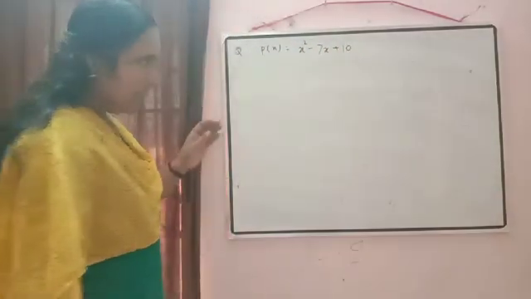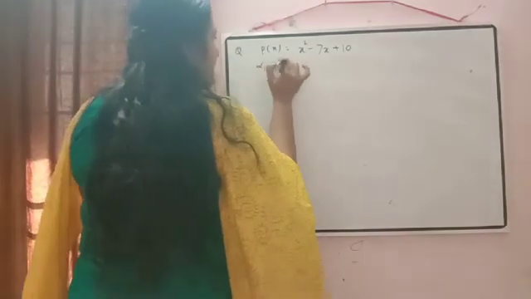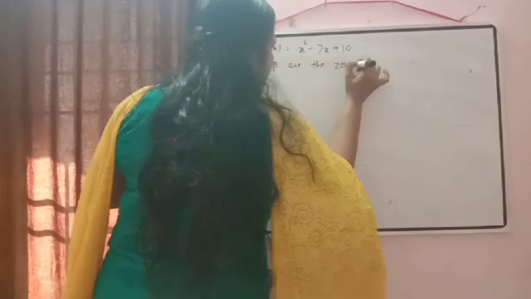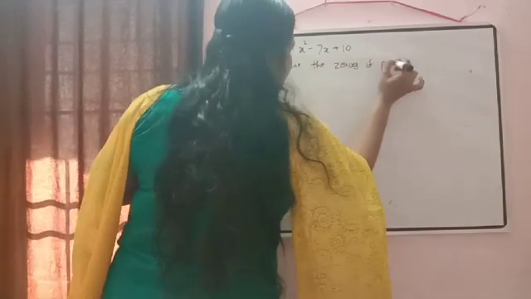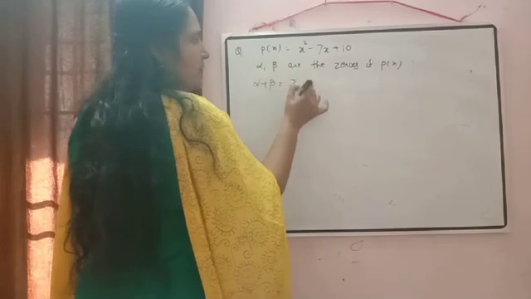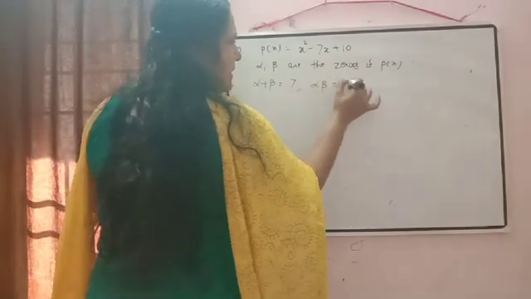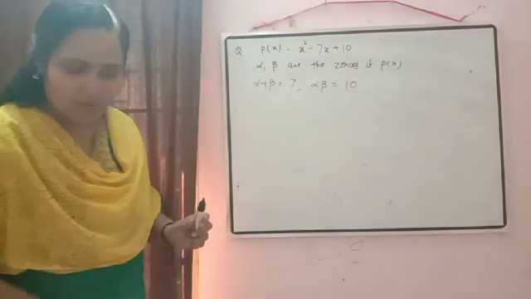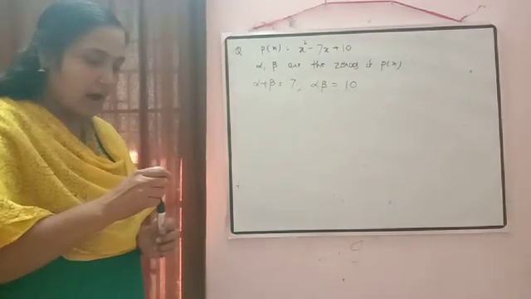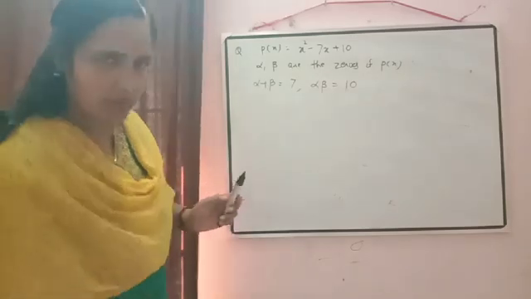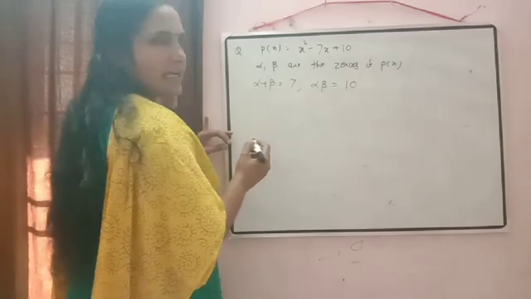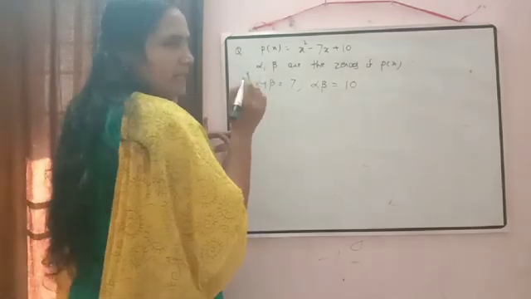So we will take, let alpha and beta be the zeros of p of x. Then what will come? Alpha plus beta is equal to 7 and alpha beta is equal to 10. Now we have to frame another polynomial whose zeros are half the zeros of this polynomial. Means the two zeros will be alpha by 2 and beta by 2.